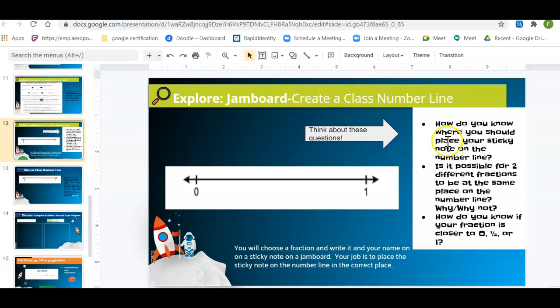Okay. Some of the questions that we're going to be thinking about as we do this are, how do we know where you should place your sticky note on the number line? Is it possible for two different fractions to be at the same place on the number line? Why or why not? And also, how do you know if your fraction is closer to 0, 1/2, or 1?